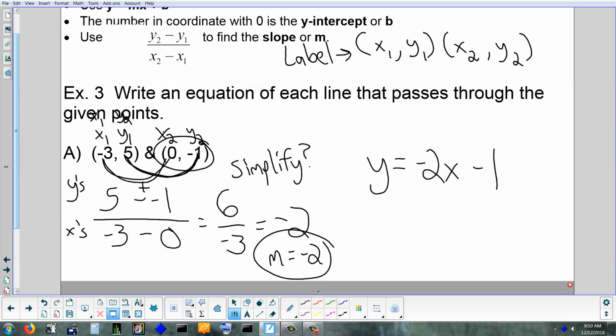Identify what coordinate has the 0, and that number with the 0 is your y-intercept. Here you go. That's your equation. Given two points, that's your equation of a line in slope-intercept form. That'll go through both of these points: -5, -3, and 5, 0, 1. Yeah, one example for that.